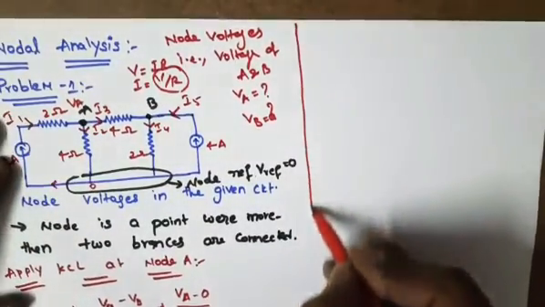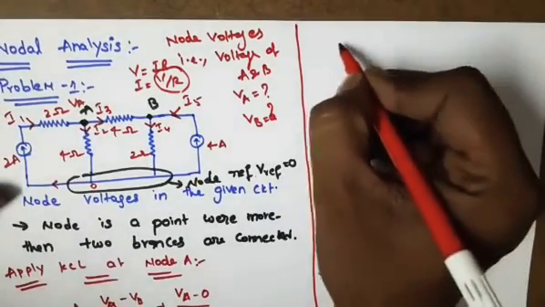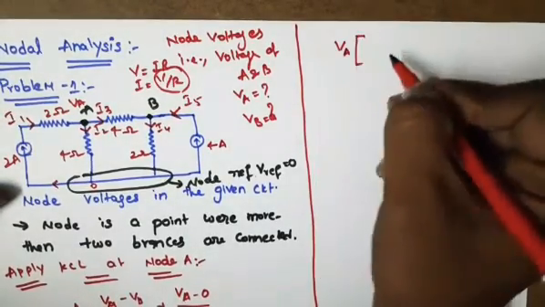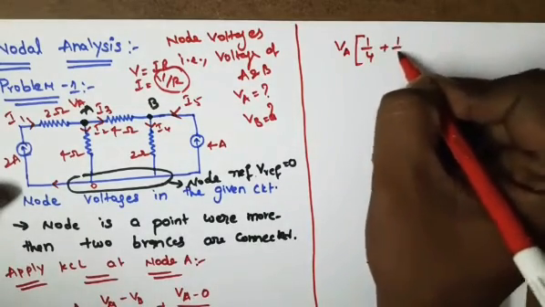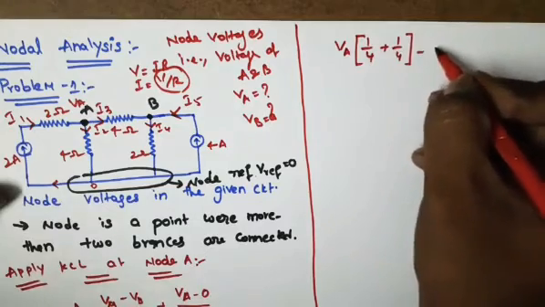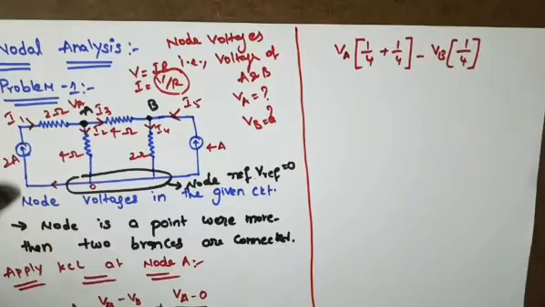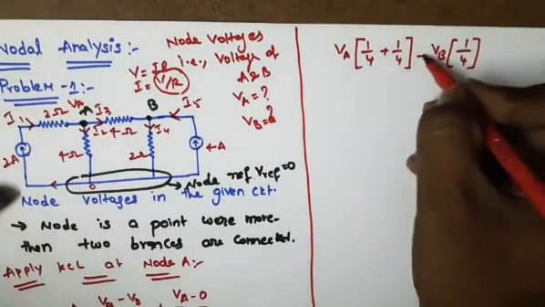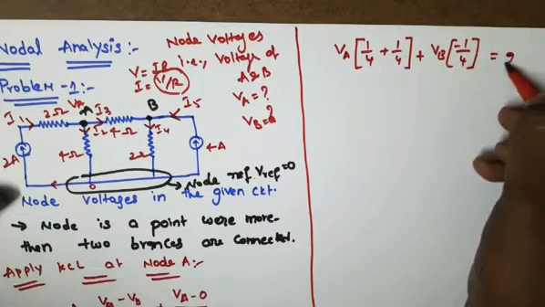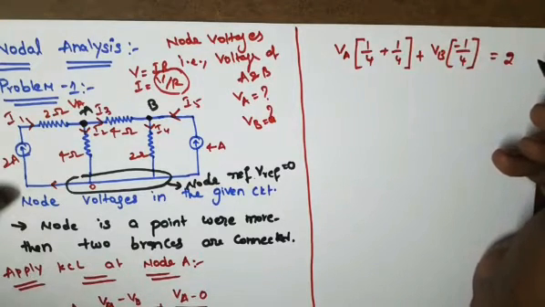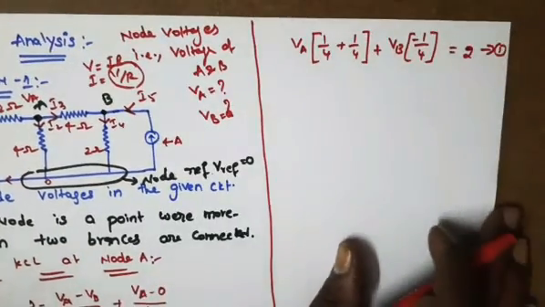Now by rearranging the expression, what did we get? We got all the VA terms. Let's take VA common. What happens? VA into 1 by 4 plus 1 by 4, minus VB into 1 by 4, is equal to 2. Take it as equation number 1.